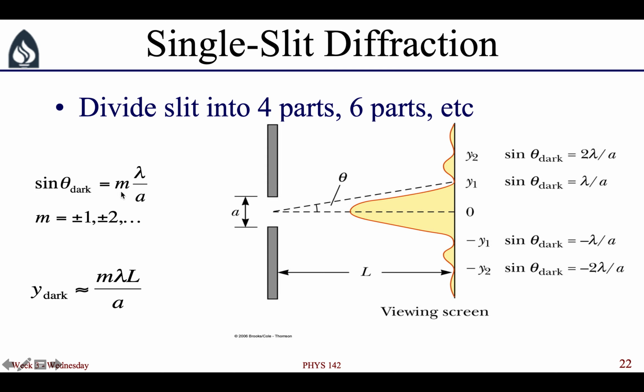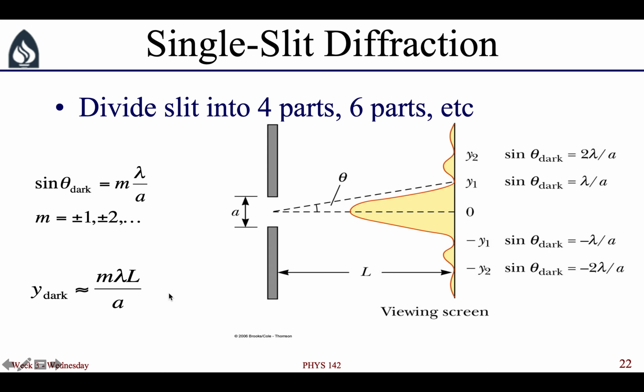You'll notice that we don't have an m equals 0 because where m would be equal to 0, that would give us a 0 angle, and right in the middle we know there's actually a bright spot. So you have to have non-zero values of m, and that will tell you where all of the dark spots occur. Now we don't actually have a formula for where the bright spots are. They tend to be basically just halfway between the dark spots.